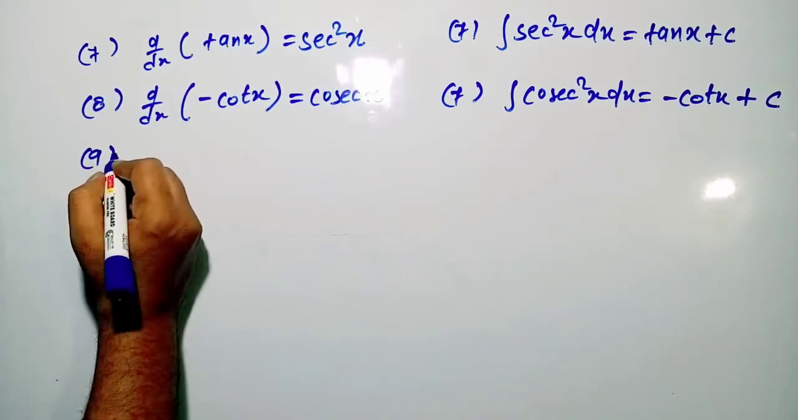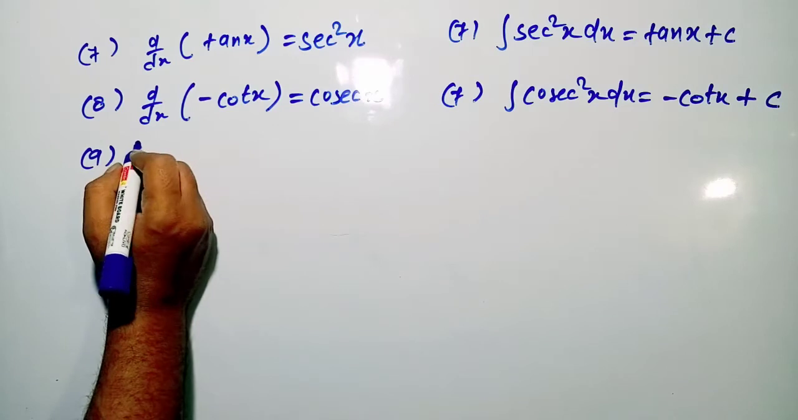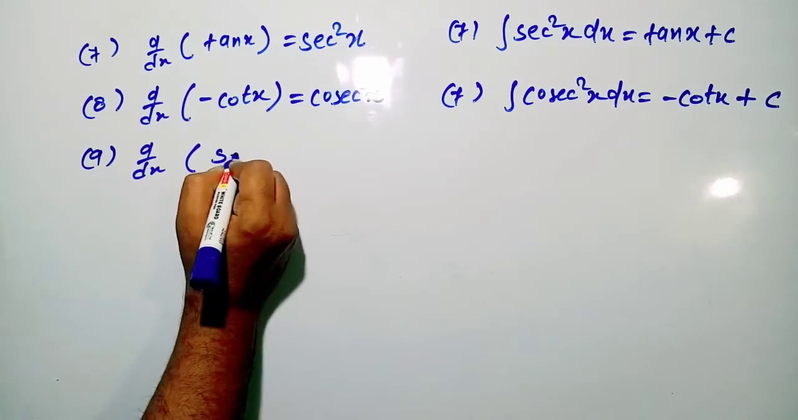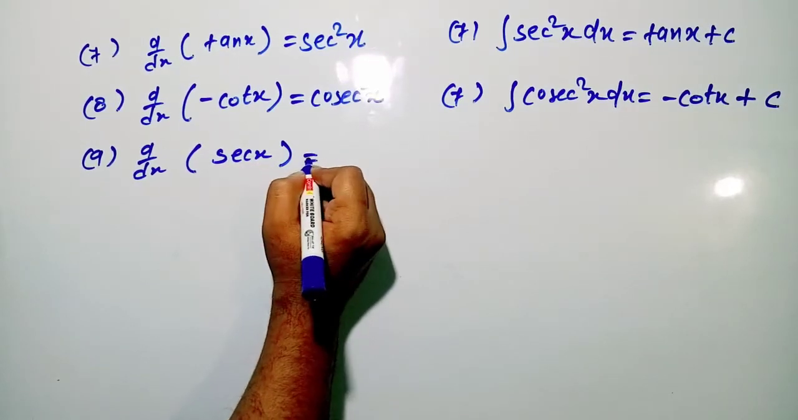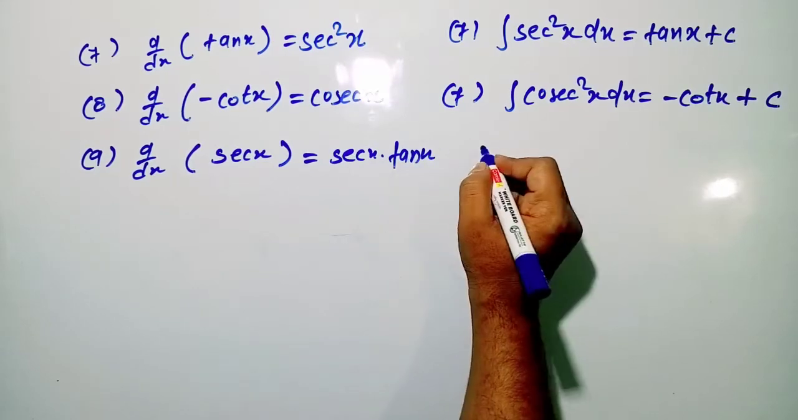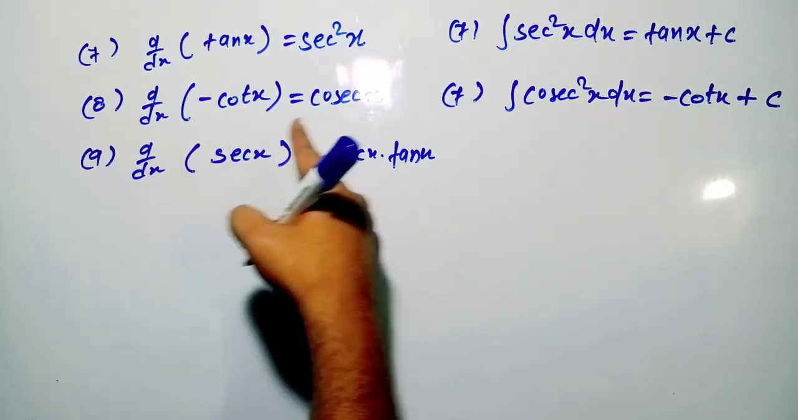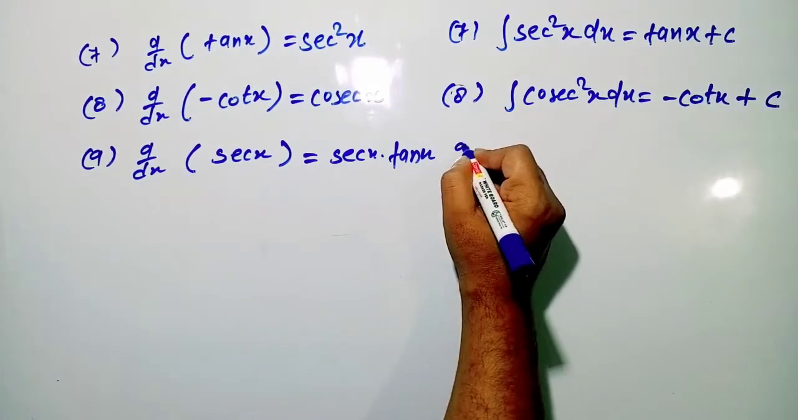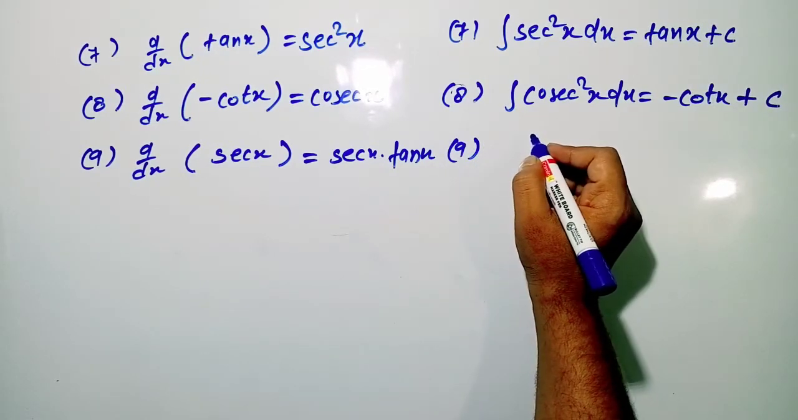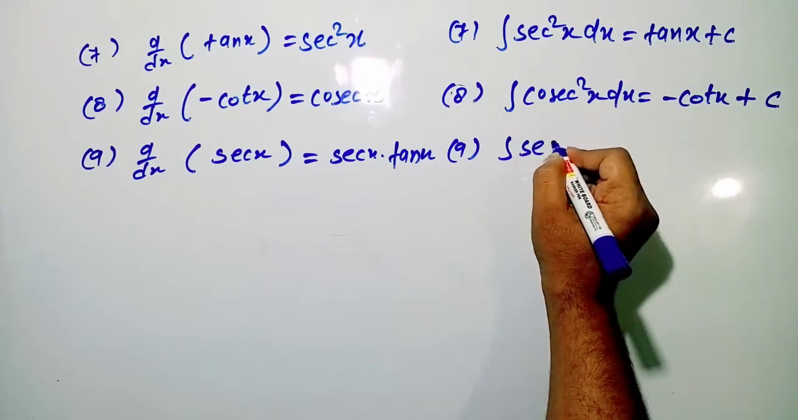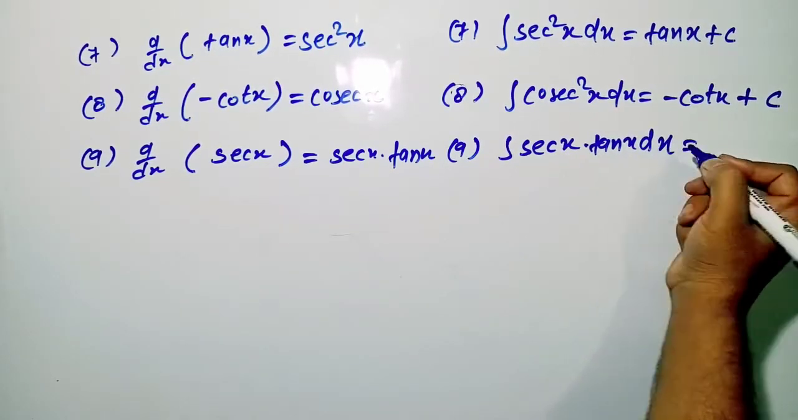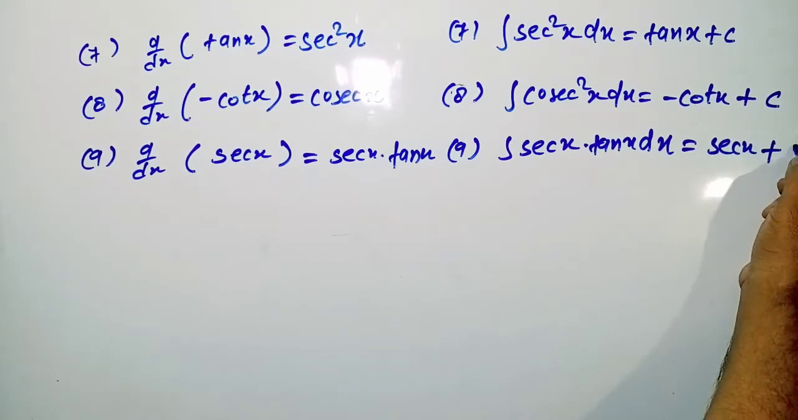Number 9, differentiation of sec x is equal to sec x into tan x, and integration of sec x into tan x is equal to sec x plus c.